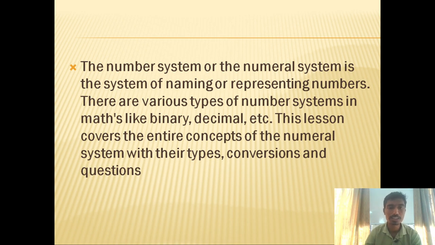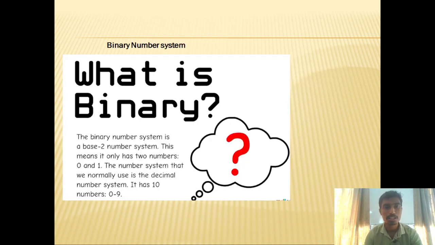So firstly, let us see what the binary number system is. The binary number system is a base 2 number system. It is also called the base 2 number system. It means there are only two numbers, that is 0 and 1. The number system that we normally use in maths is 0 to 9, the decimal number system. So the binary number system has only two digits, and it will be represented as 0 and 1.